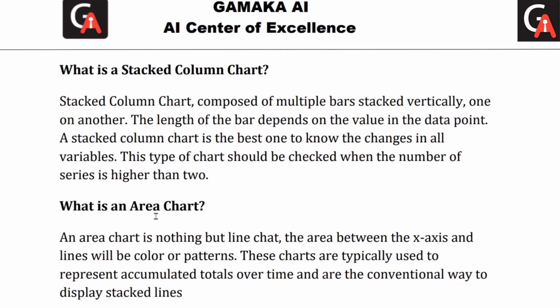What is a stacked column chart? Similar to the stacked bar chart, we have a stacked column chart, but the difference is that the bars are stacked vertically, not horizontally. So we can see each bar separately on the x-axis. So this is the stacked column chart, and it's very commonly used when we have three or fewer categories and we want to see their individual proportions with respect to the whole.